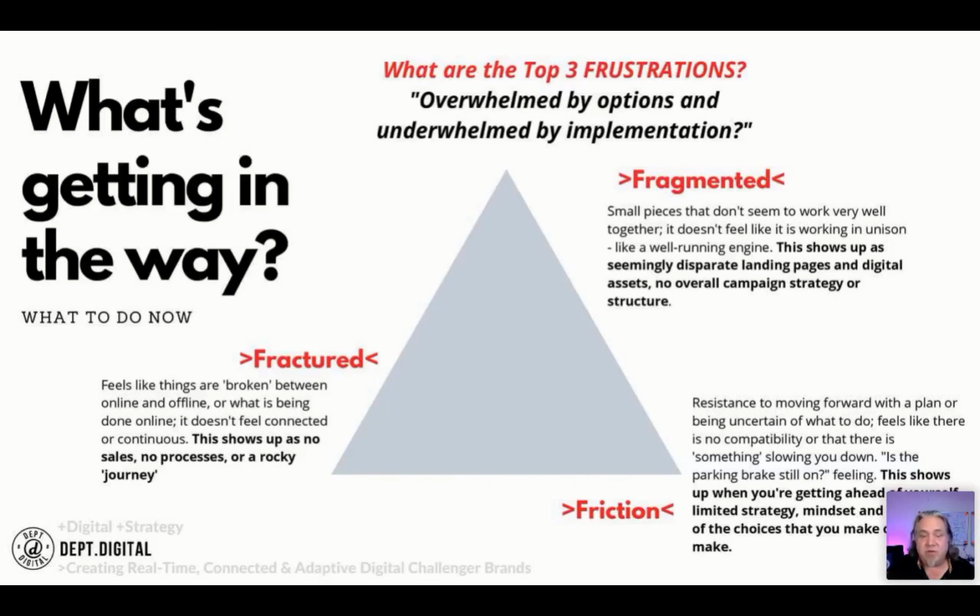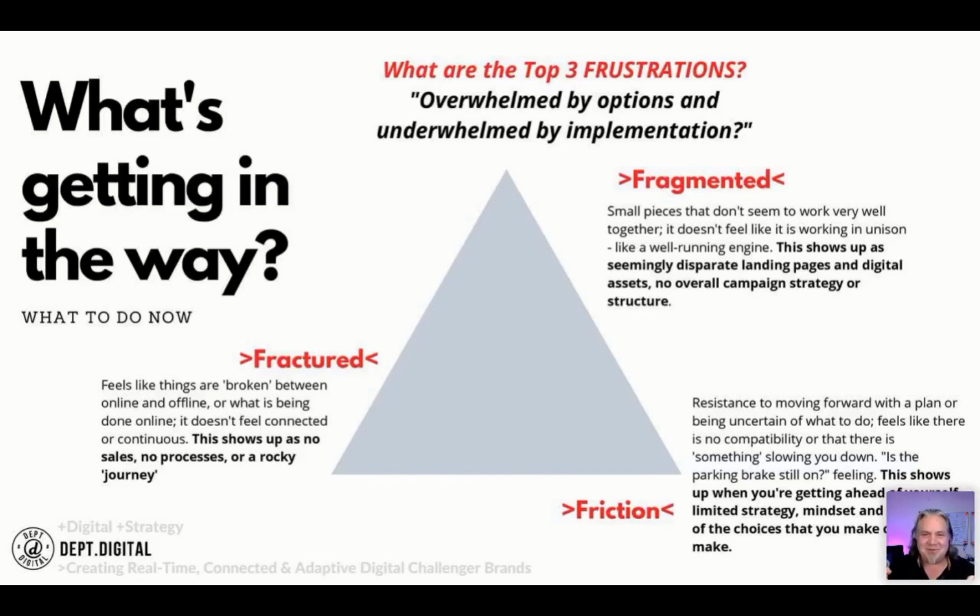Fragmented means small pieces that don't seem to work well together. It doesn't feel like it's working in unison like a well-running engine. It shows up as seemingly disparate landing pages and digital assets, with no overall campaign, strategy, or structure. Things are kind of broken up. There can also be fractured, where things feel broken between online and offline. It doesn't feel connected or continuous. This shows up as no sales, no processes, or a very rocky journey. And the last frustration is friction: resistance to moving forward with a plan, or being uncertain of what to do. It feels like there's no compatibility, or that something is slowing you down. Have you ever gotten in the car and you're driving and it's like, this thing isn't moving?